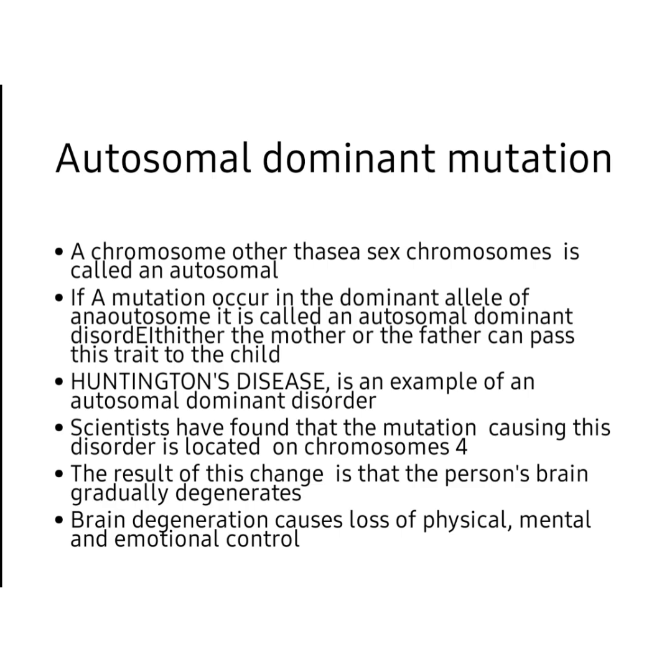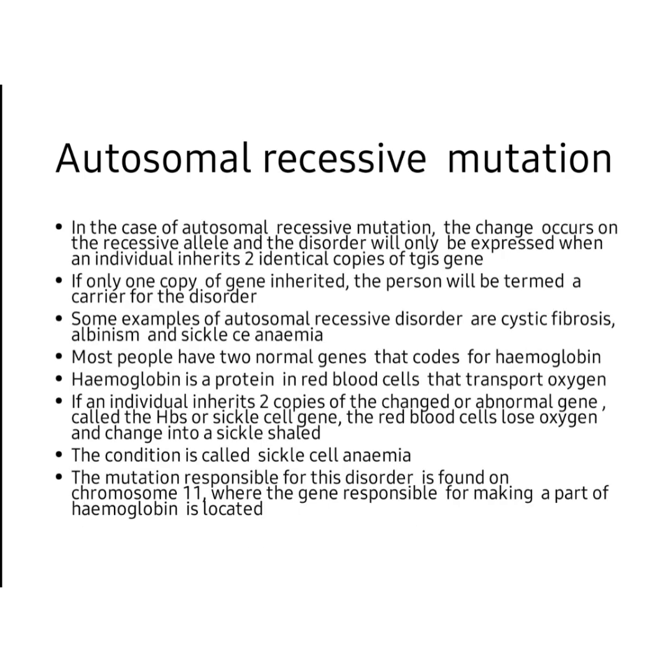This Huntington disease affects the human brain, especially for females. Their brain will be degenerating, whereby they will lose memory, and others will suffer from dementia. We all know what dementia is. The result of this change is that the person's brain gradually degenerates. Brain degeneration causes loss of physical and mental emotion control.